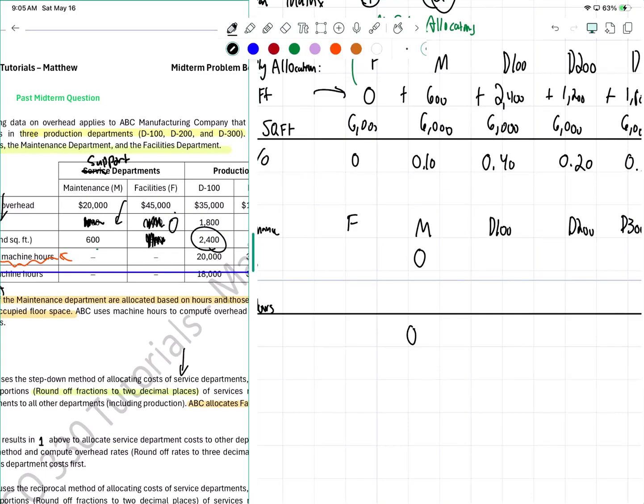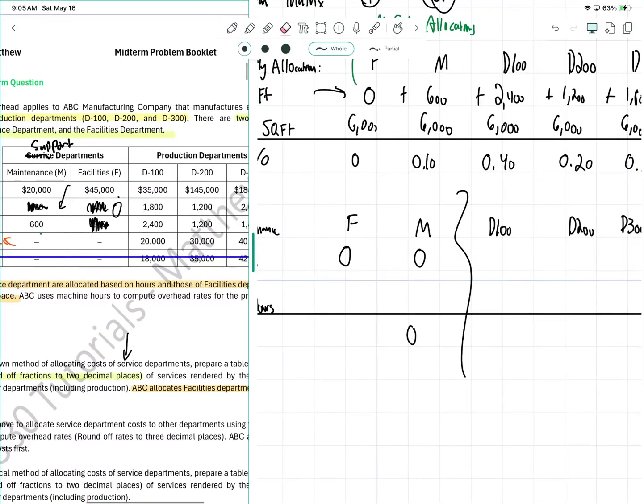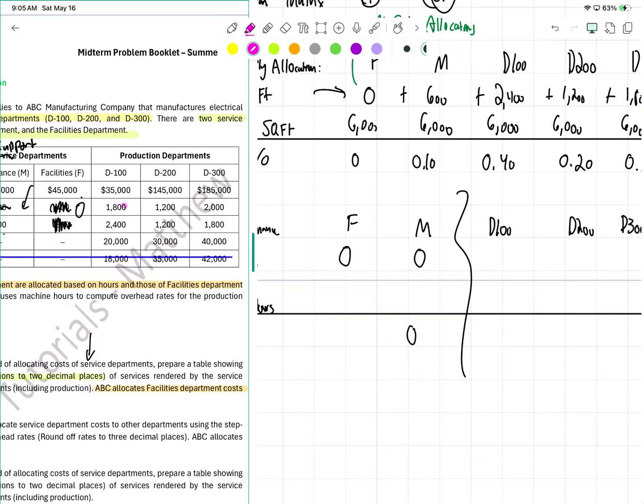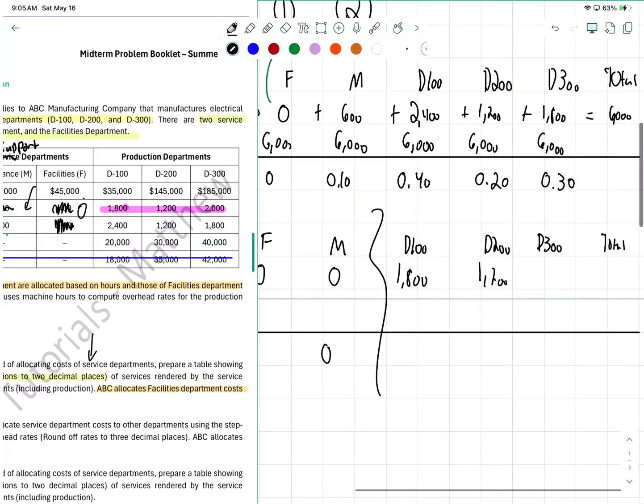We'll cross that out and put it as 0. Okay, you allocate left to right. Because guys, basically, the last support department, when you're doing cost allocation, only allocates to the operating departments. So here, the fact that maintenance only allocates 1,800 hours to D1, so let's put that here, 1,200 to D2, and 2,000 to D3. That's it. That's all.